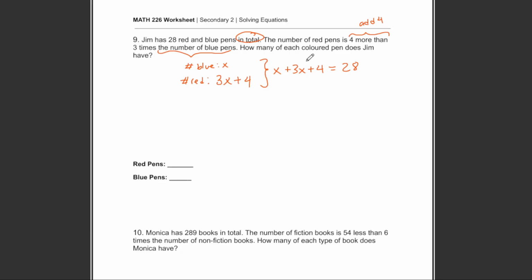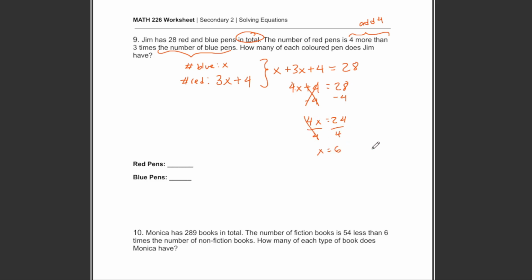Great. Now, let's combine like terms. We've got x and 3x, that's going to be 4x plus 4 equals 28. Subtract 4, because I want to get rid of that 4 first. That's what's happening last on the left. So that's going to cancel out. We get 4x equals 24. And then divide by 4, x equals 6.